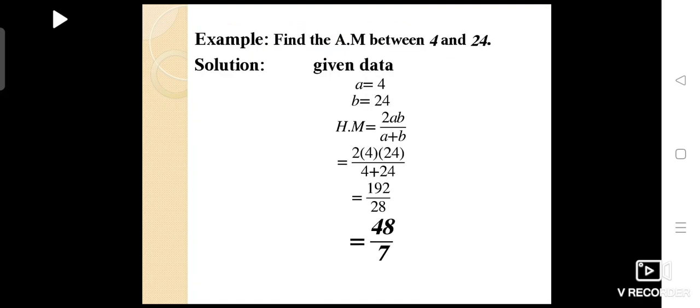Now an example of finding the harmonic mean, like the arithmetic mean, between 4 and 24. We have a equal to 4, b equal to 24. We replace the values in the harmonic mean formula and we get the answer 48 by 7.